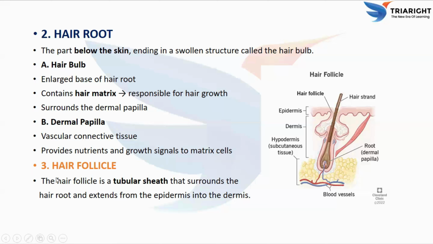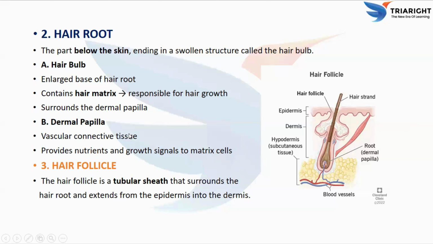And the next part of the hair root is the dermal papilla. So what is the dermal papilla? You can see here in the picture. It sits at the very base of the bulb like a root plug. So what is the structure? It is made up of vascular connective tissue. It contains blood vessels, nerves and growth factors.